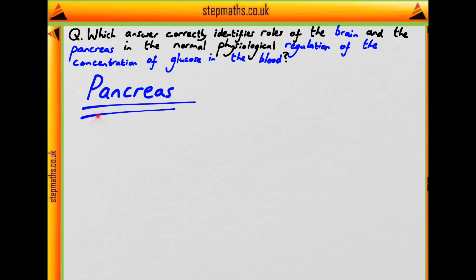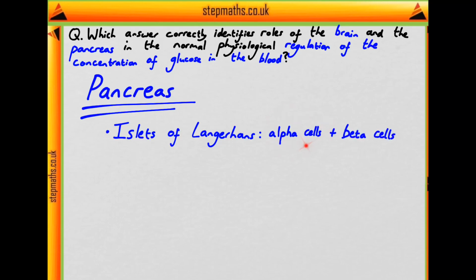So let's first think about what we know about the pancreas. Well, we know that there are clusters of cells in the pancreas called the islets of Langerhans, and that these are composed of two cell types. And what are they? They're alpha cells and beta cells. Now, what do we know about these cell types? Let's start with alpha cells.